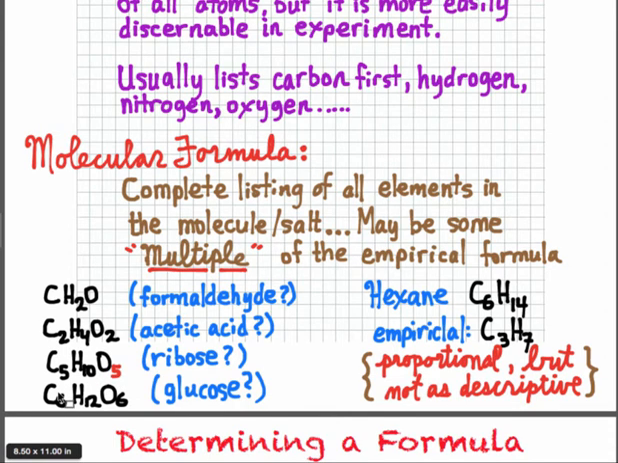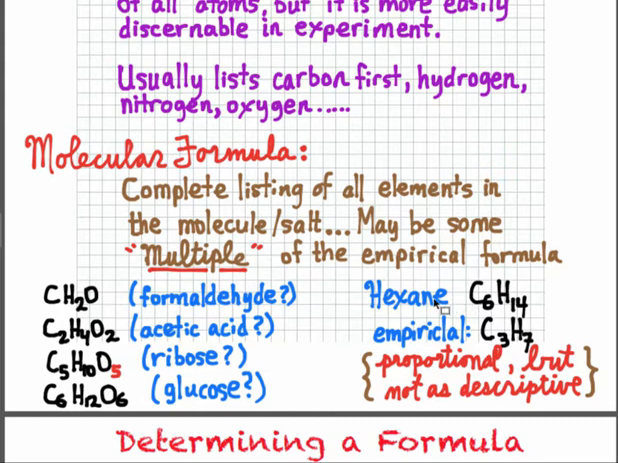Just by saying C6H12O6, it could be glucose or it could be anything. But the empirical formula for these three is CH2O, because I can divide by 1 across, divide by 2 straight across, divide by 6 straight across.